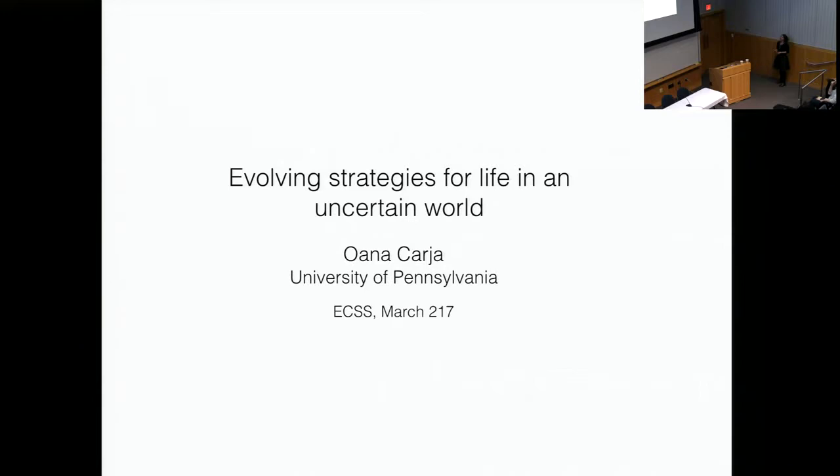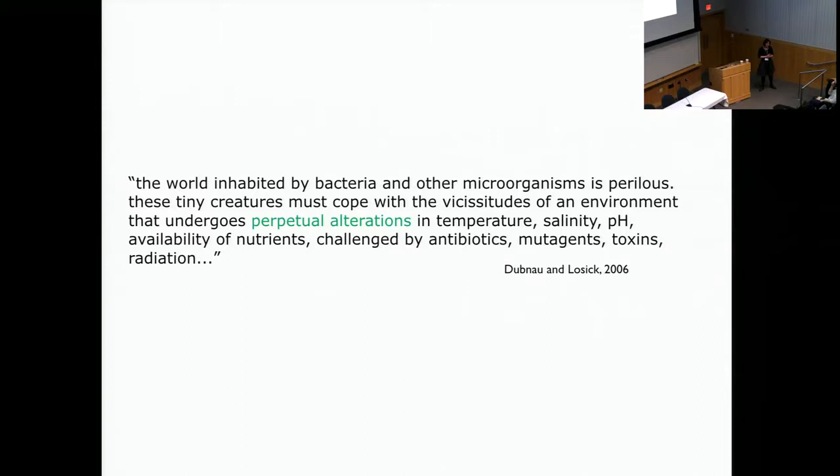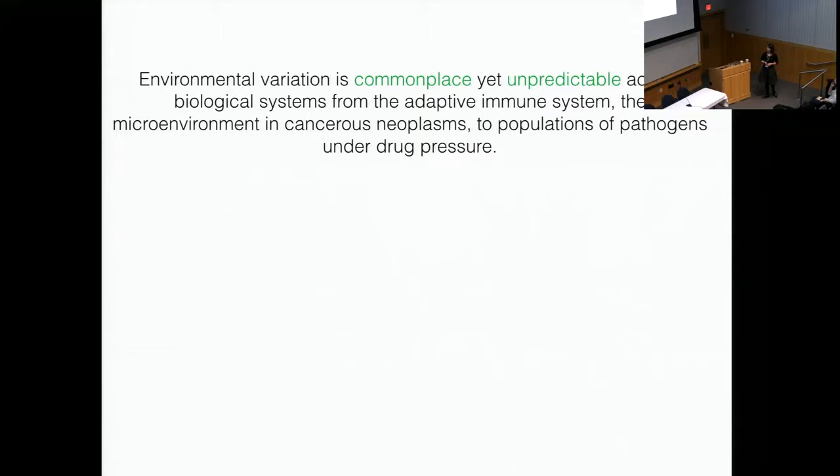So I want to start with this quote that I really love from a review in 2006, because it frames some of the questions and directions of my work ever since I started my PhD and all the way into my postdoc. It says that the world inhabited by bacteria and other microorganisms is perilous. These tiny creatures must cope with the vicissitudes of an environment that undergoes perpetual changes, be it in temperature, salinity, nutrients, antibiotics or other drugs, mutagens, radiation, and so on. So you have environmental variations that are commonplace, yet unpredictable, across very diverse biological systems, in fact.